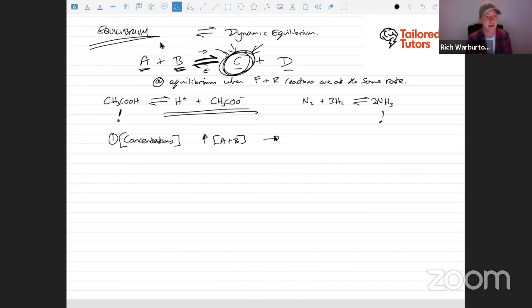Laura, yes, I can mention esters and carboxylic acids after equilibrium because that is linked to equilibrium. We'll put that all together.